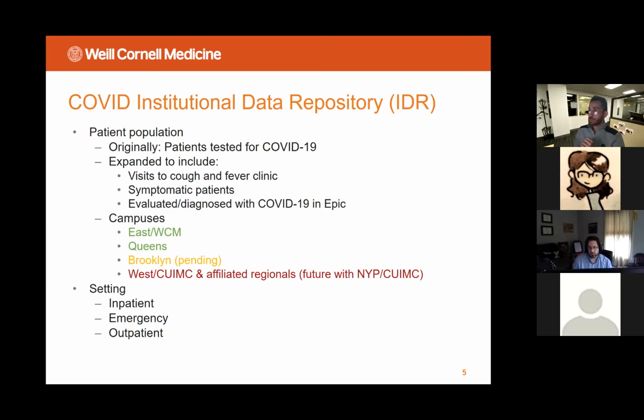We also include data from our affiliated hospitals, Weill Cornell affiliated hospitals at Queens, and in the near future, we are planning to bring in data from Brooklyn hospitals. And sometime in the future, we are working with Columbia and our affiliated regionals to include their patient data into our institutional data repository.